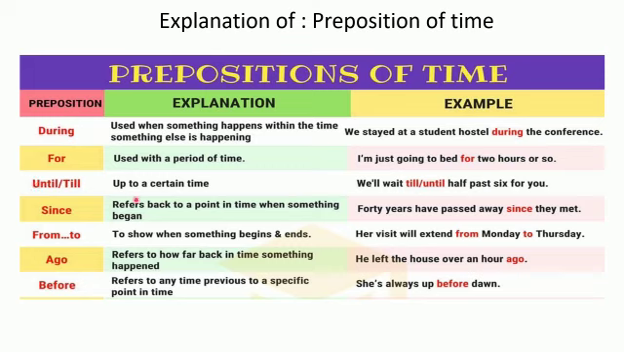Until and till, up to a certain time. So here certain time means fixed time. We will wait until 6:30 for you. So they have given some fixed time that they will stand there for. They will wait until 6:30 only. So you can use until when a fixed time is given.